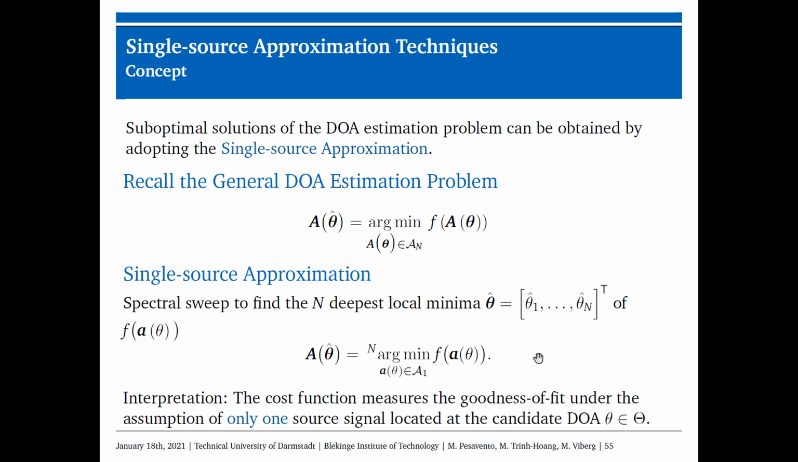The null spectrum that we have here actually has a very nice interpretation. It indicates how well we can fit our received signal under the assumption that there is only one source signal located at the current candidate DOA. The following animation will help us understand this interpretation in more detail.